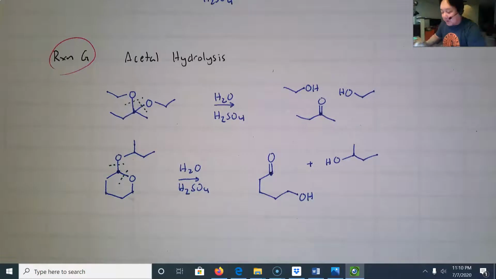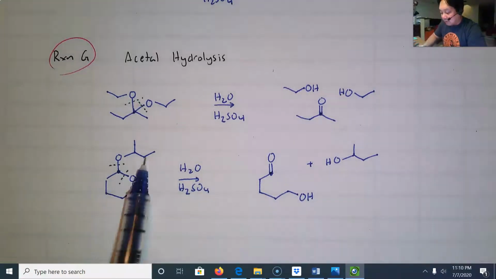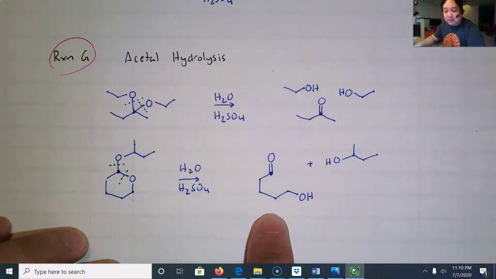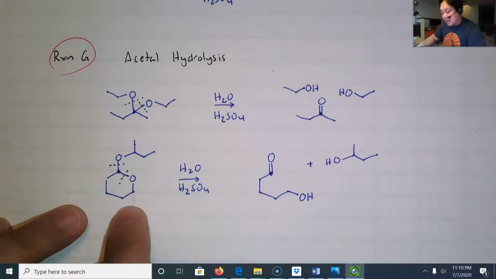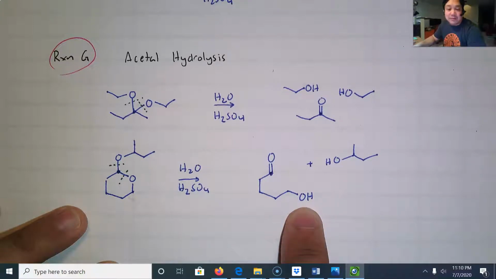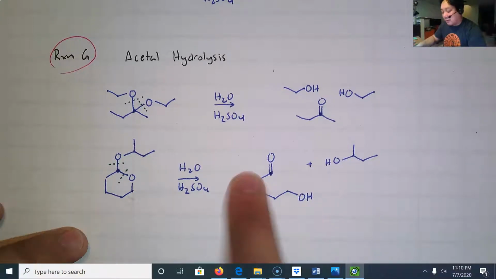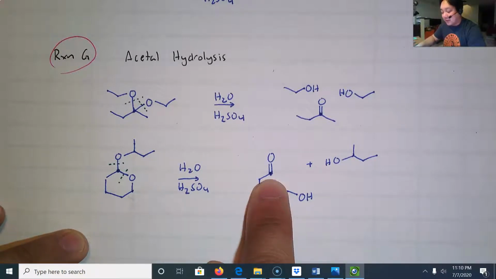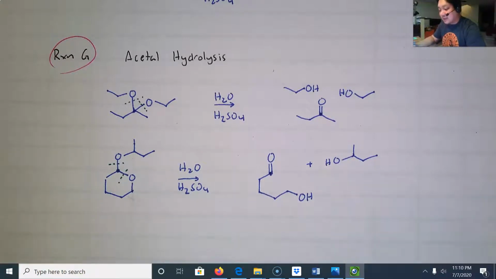Double check your carbon count. 1, 2, 3, 4, 5. 1, 2, 3, 4, 5. And then this alcohol, 1, 2, 3, 4. The thing is, now, the starting material, if we were making this acetal, had the carbonyl group and one of the hydroxyl groups in the same molecule. And that's why we ended up with a molecule that had both the hydroxyl and the carbonyl. So that's one of the trickier versions.